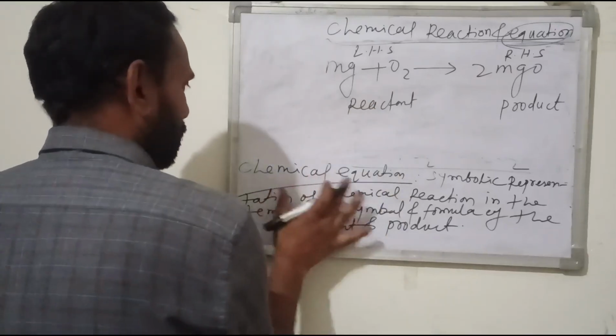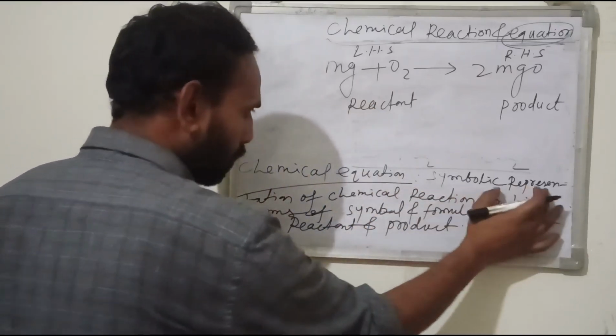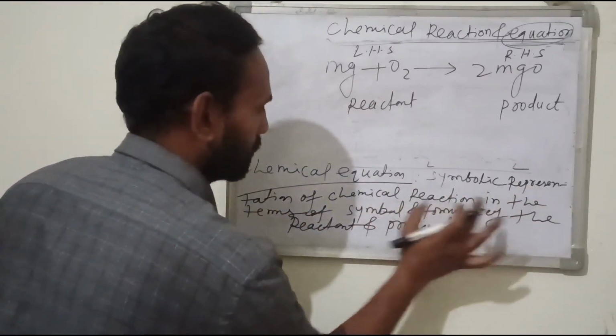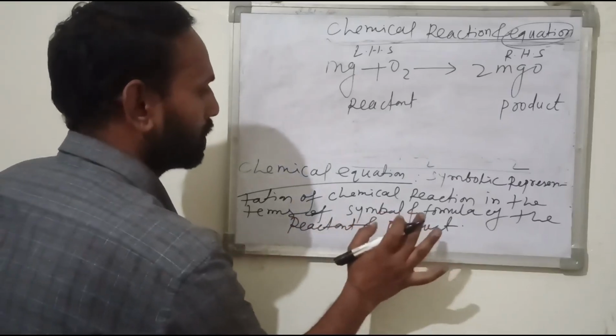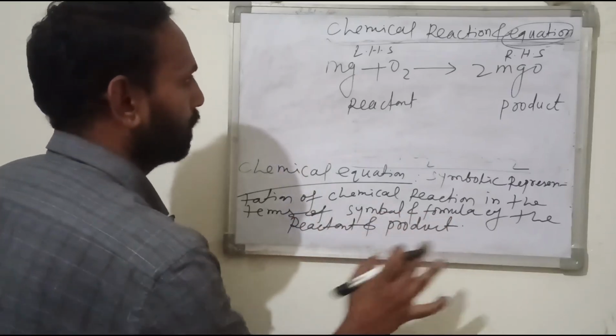Okay, and now read the definition. Symbolic representation of the chemical reaction in the terms of symbols and formula of the reactant and product.